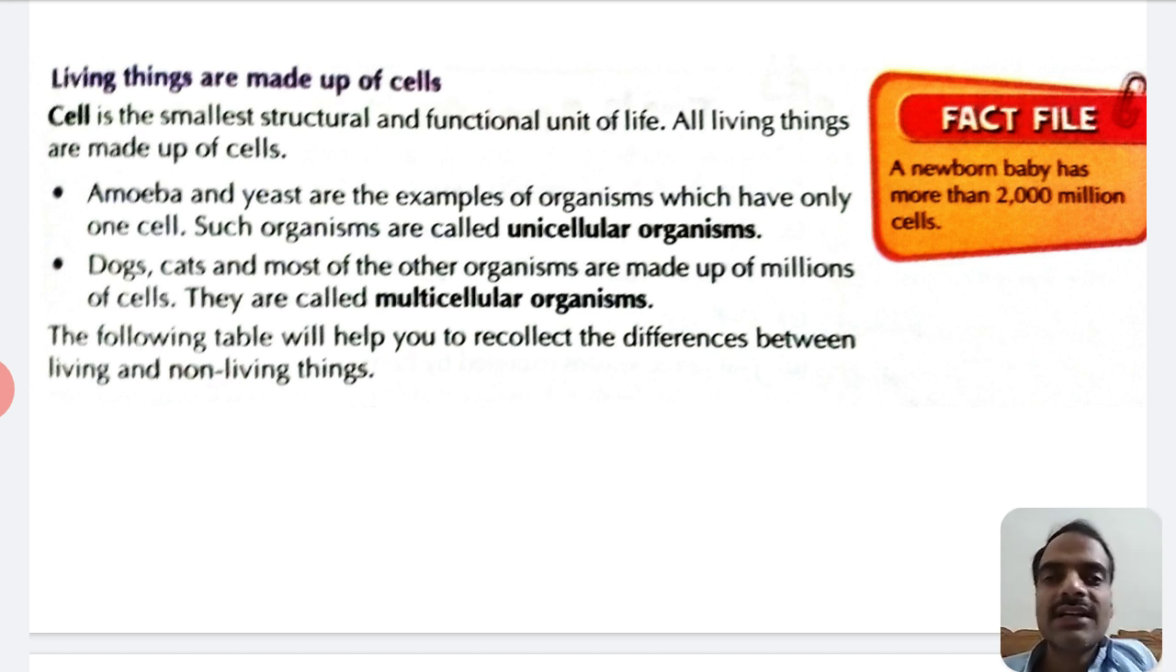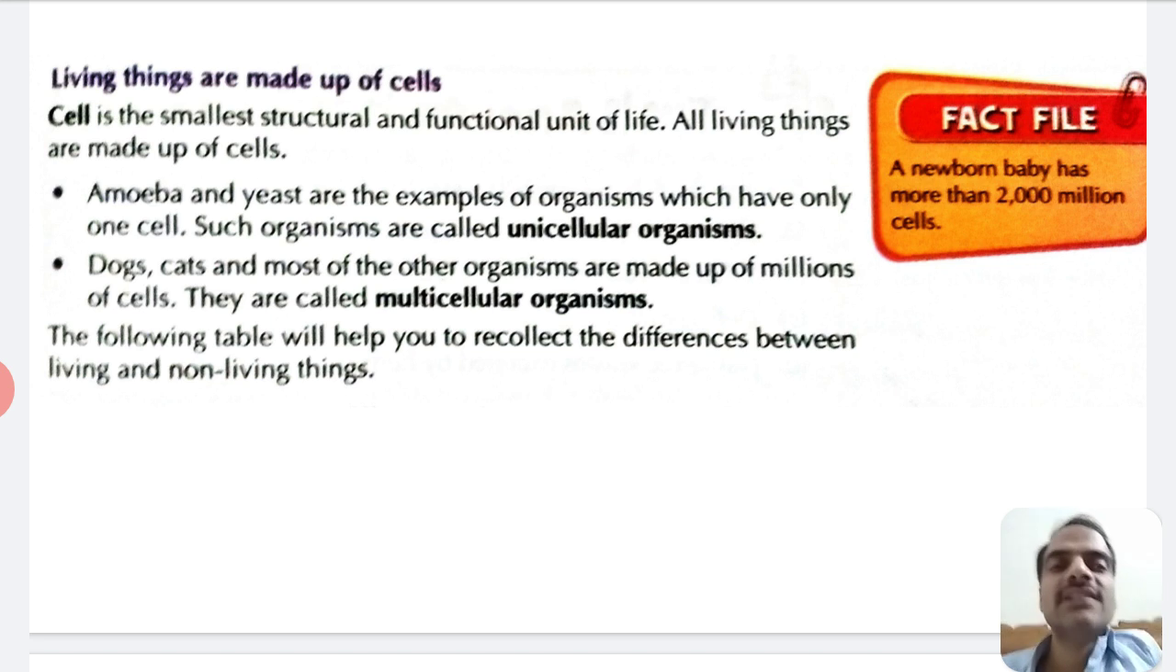Whereas dogs, cats, human beings are examples of multicellular organisms. Multi means more than one. Many cells are there. How many cells are there? There are millions of cells in the human body. In the body of a dog, in the body of a cat, there are millions of cells. 1 million means 10 lakh. So many millions of cells are there in their body.